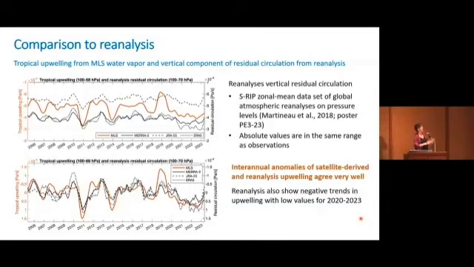So you see your interannual anomalies in the MLS-derived upwelling agree quite well with the interannual anomalies in the reanalysis upwelling. And that was, well, I'm quite open about it, a bit of a surprise to me and to some colleagues that I showed it to. We were all quite excited about that because we weren't aware how well that agrees with these observational estimates.